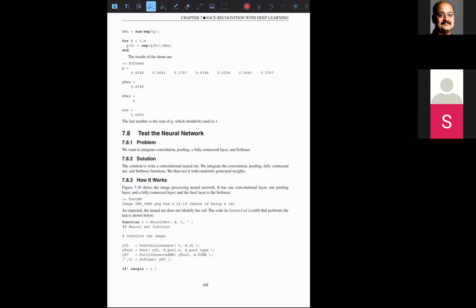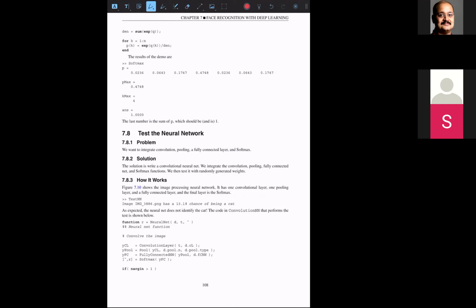Okay, now how would you test the concepts that we have learned so far? So basically, this is the neural net function. And what I want you to do is, we are doing nothing else, but we are going to use the pooling, the convolution, all those functions we already looked at together. So at this point, I want you to run this code, which is called test NN. Just run test NN.